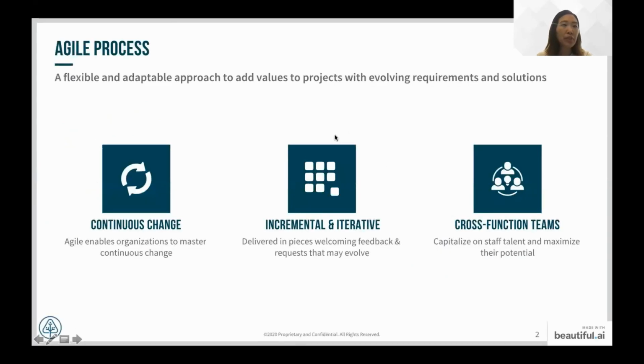Agile process is a flexible and adaptable approach to add values to project with evolving requirement and solution. So there's a continuous change with this evolving requirement and solution depending on the projects. An Agile approach enables organizations to master continuous change. The process itself can be incremental and iterative, which means it's delivered in pieces, making it more flexible to welcome feedback and requests that may evolve. Lastly, it emphasizes on cross-functional teams, which capitalize on staff talent and maximizing their potential.